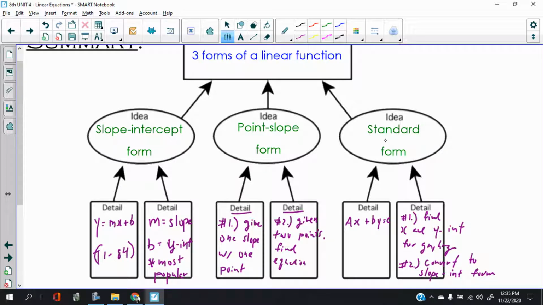Lastly, the newest one is standard form, which is ax plus by equals c. It will ask you to find the x and y intercepts for graphing, like I showed you yesterday. And the second thing is it asks you to convert to slope-intercept form sometimes. If you need to finish copying, press pause right now, but otherwise we are going to move on. Okay, all right, next.